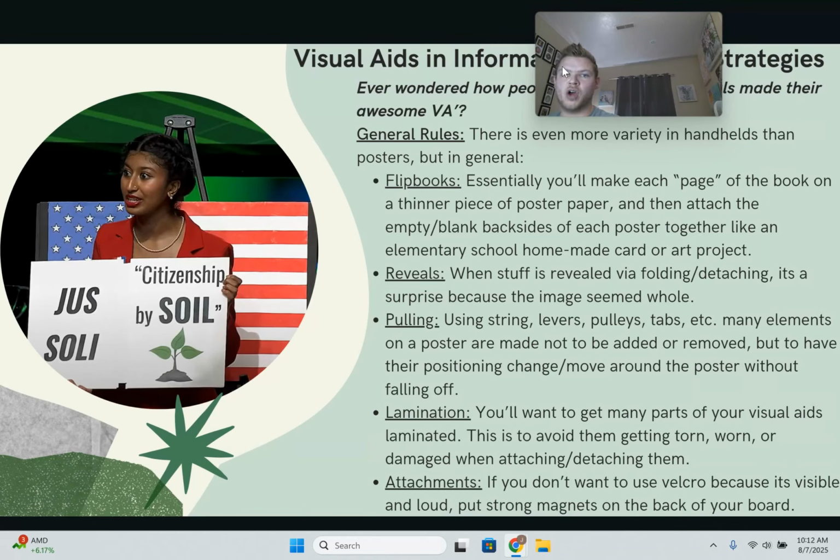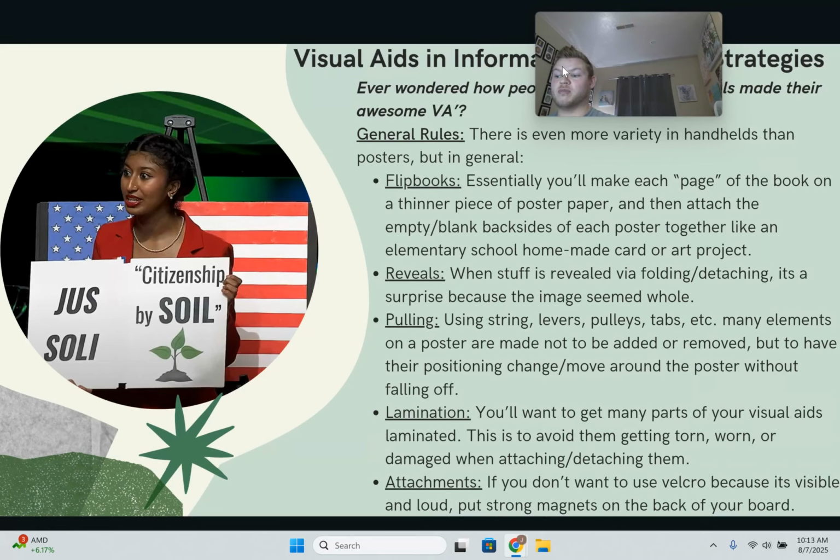Even though most people in finals are using foam or mat board for their overall posters, a lot of the time people are using thinner poster paper and putting all of the designs on it, like the 50 cents per sheet kind that you get from Walmart, and then they're pasting that onto the foam board. That's also the technique that we use when we want to make a reveal. So instead of gluing pictures directly to the foam board, people will glue those elements to thinner poster paper and then attach the poster paper to the foam board.